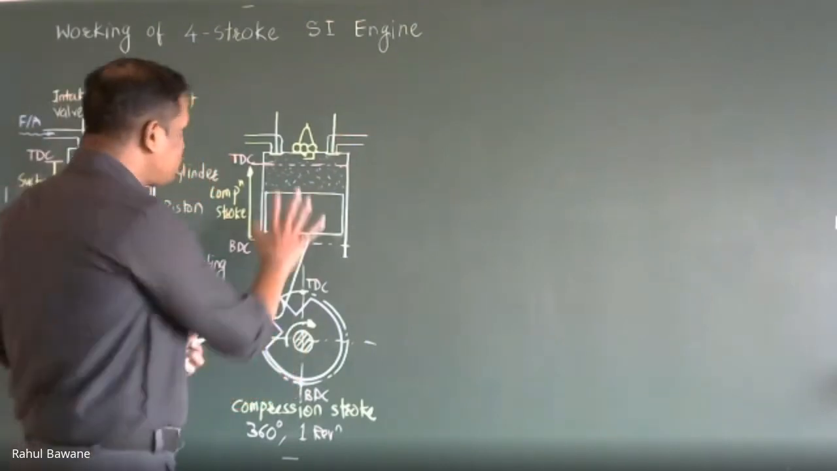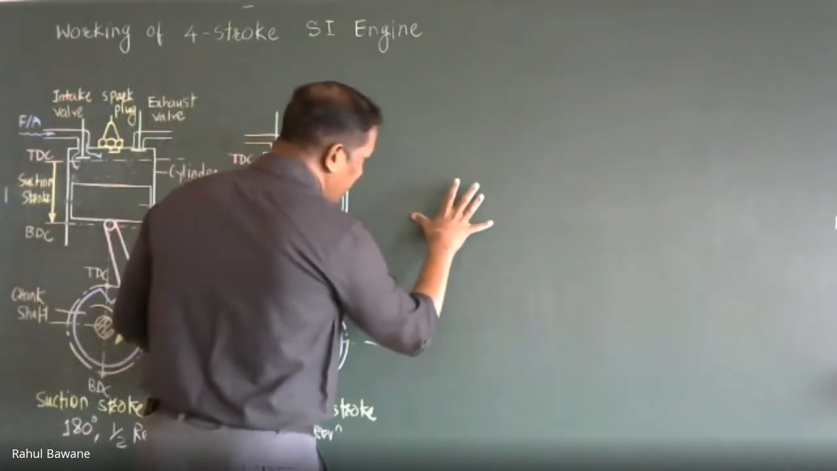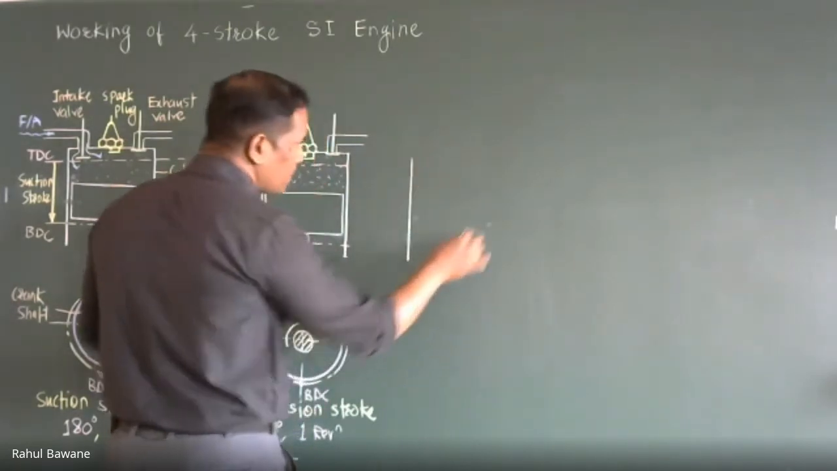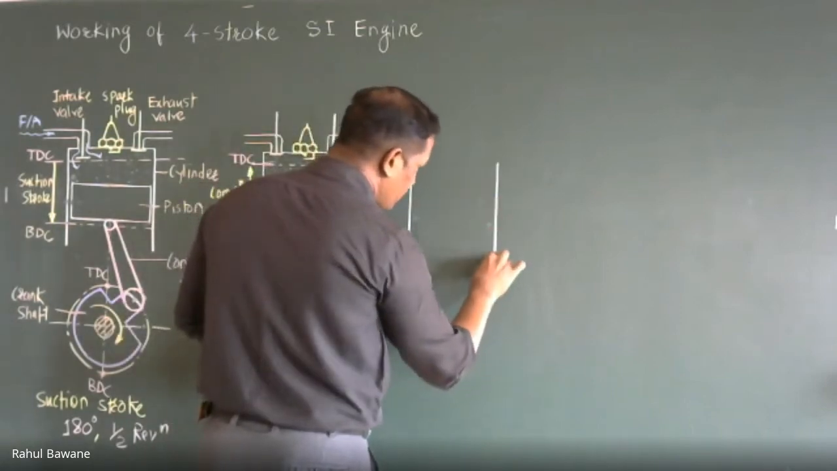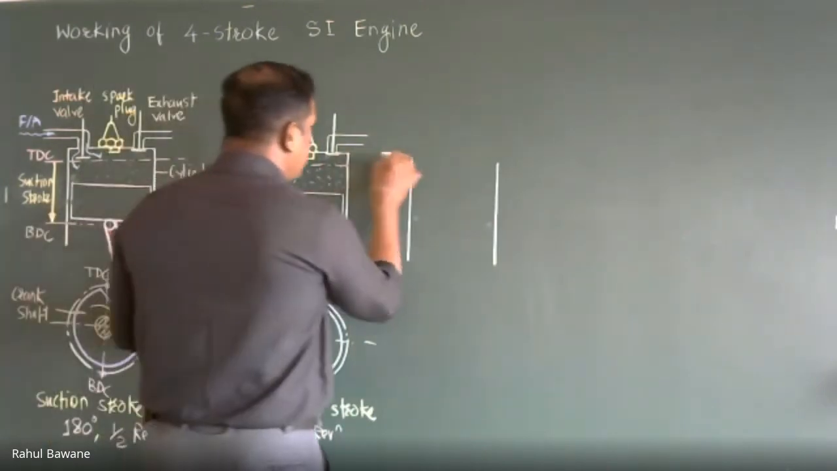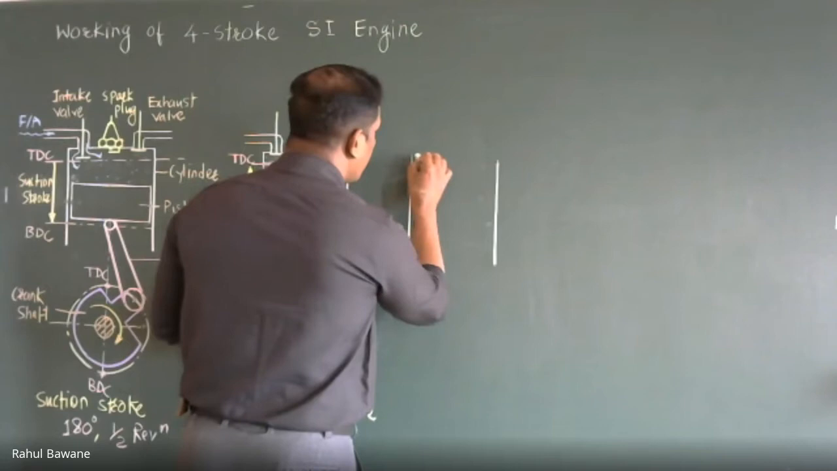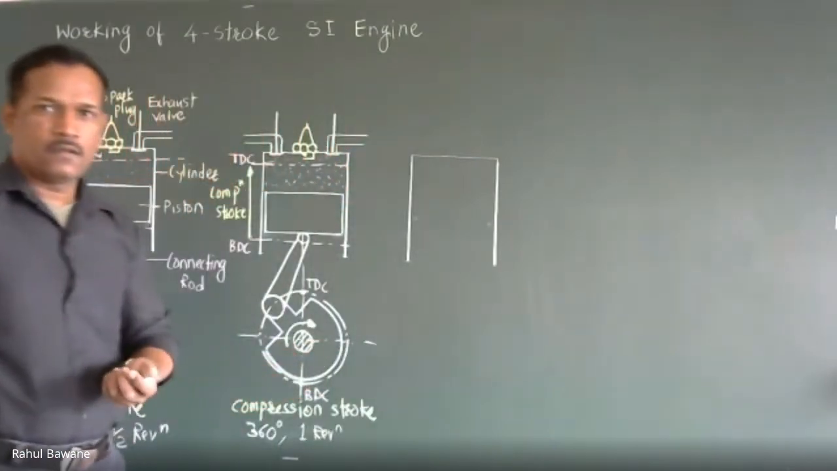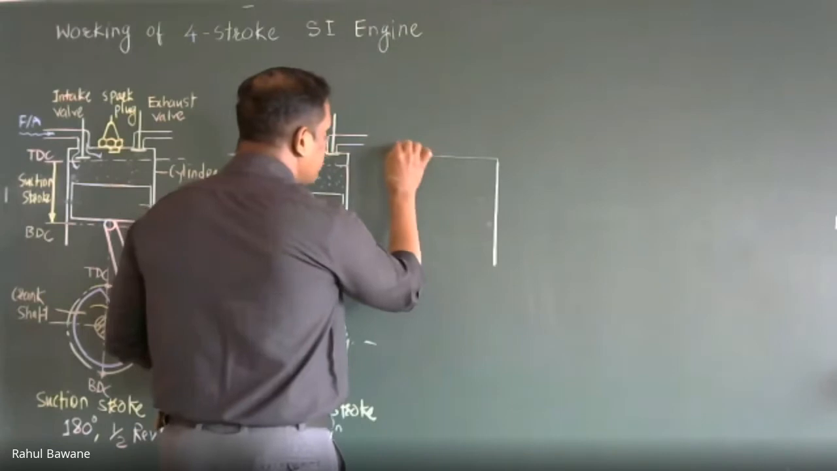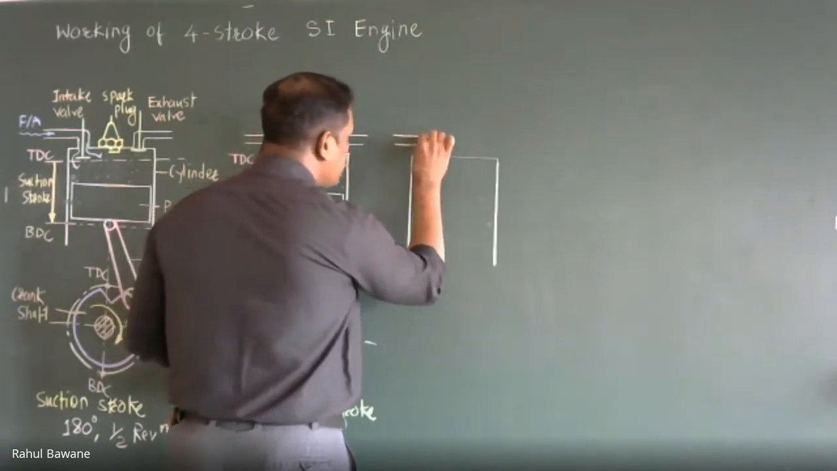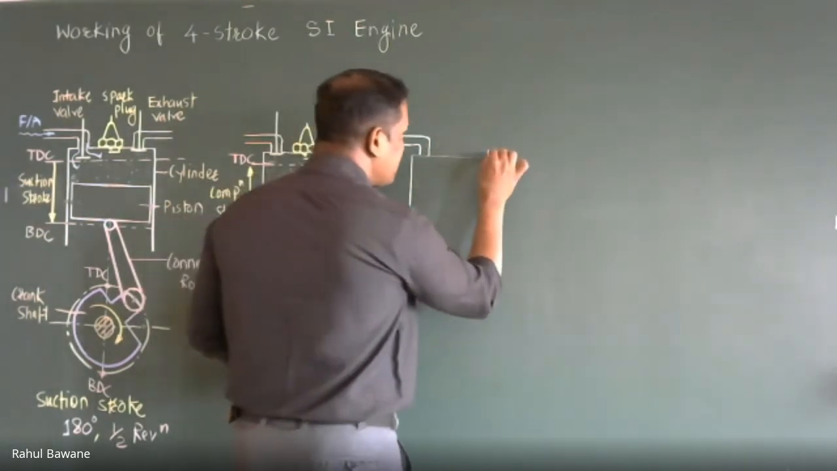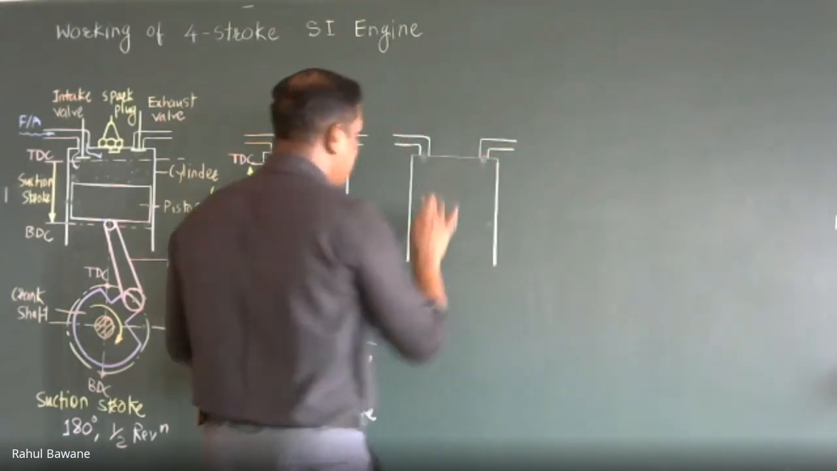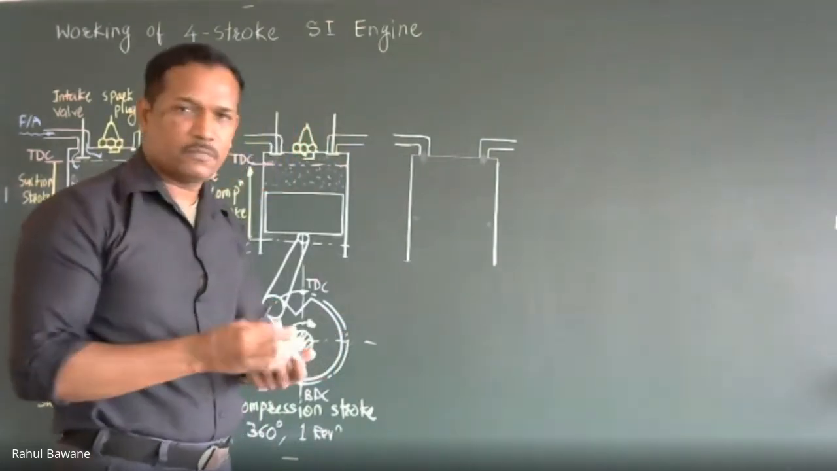So again, we will use the same scale, put it here, and using your two edges, draw two lines. You may use a scale horizontally and match the top edges. Again, match the bottom edges. There must be one intake passage, so provide one intake passage. There must be one exhaust passage to remove all the exhaust gases. These both passages must be opened and closed by valves.